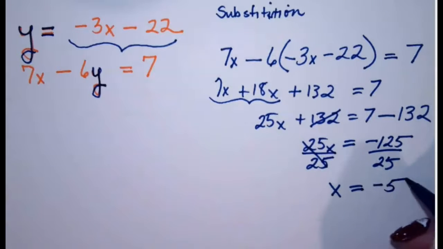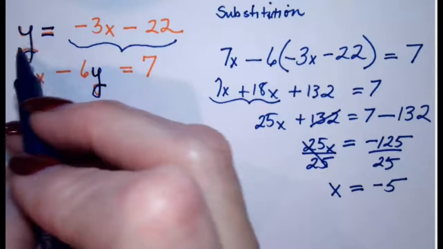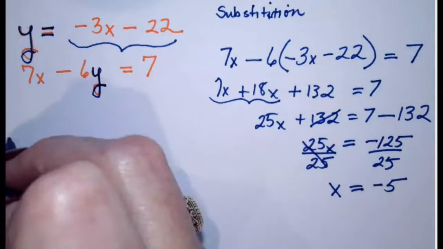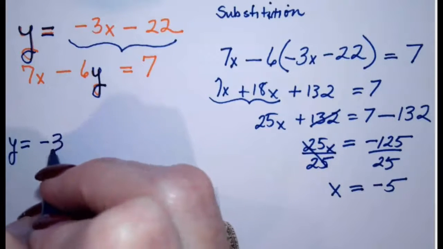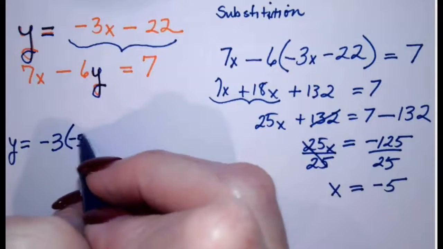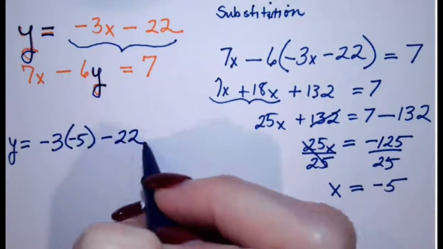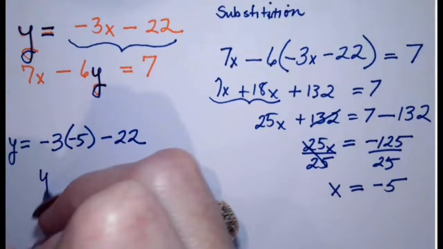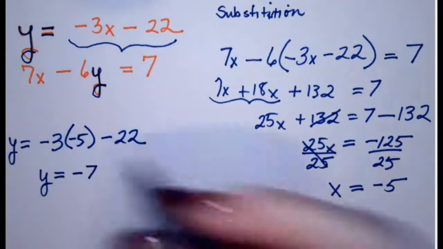negative 5. Now, how do I solve for y? Well, the easiest thing to do is I have a y equals equation right here, so how about I just put it in? Y equals negative 3. Instead of x, what am I going to put? Negative 5 minus 22. So that looks like it's about negative 7. So y equals negative 7.